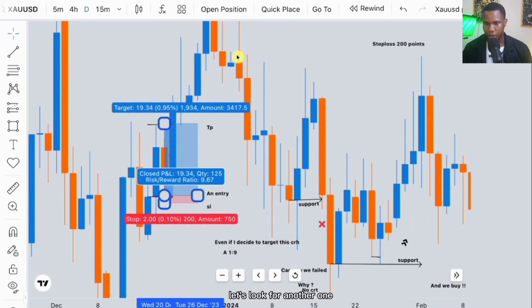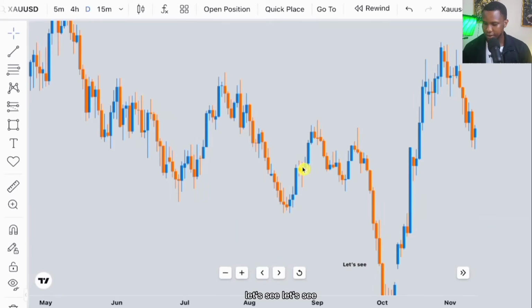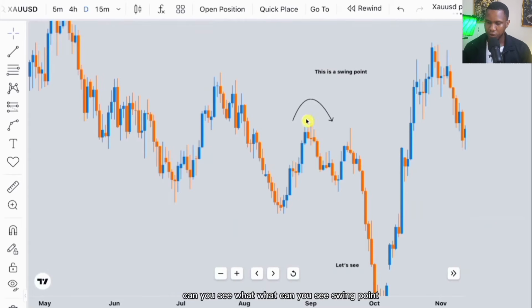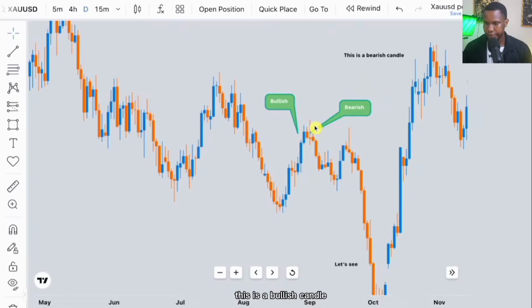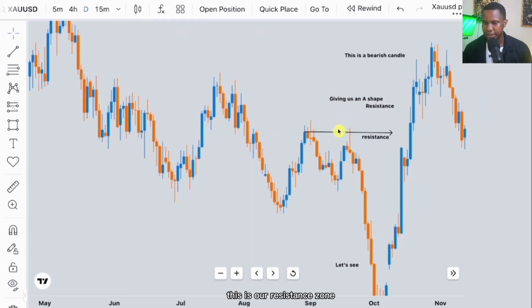Let's look for another one. Look at this one right here. Can you see this is a resistance? Can you see we missed this one? Almost there. Let's see. What can you see? A swing point. This is a bullish candle. This is a bearish candle, giving off what? An A shape right here. This is our resistance zone.